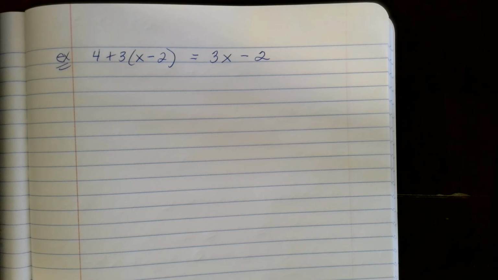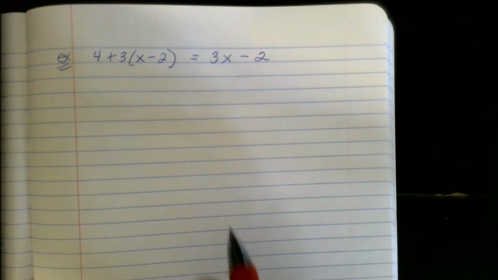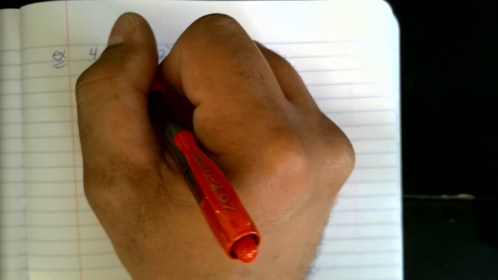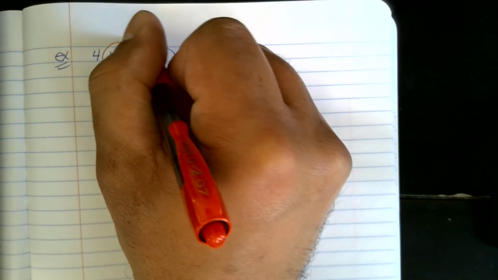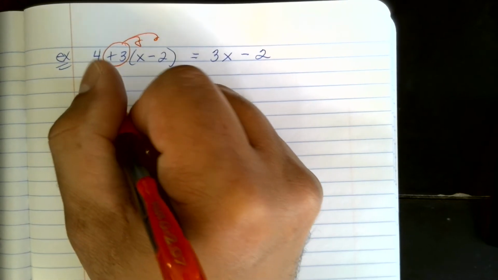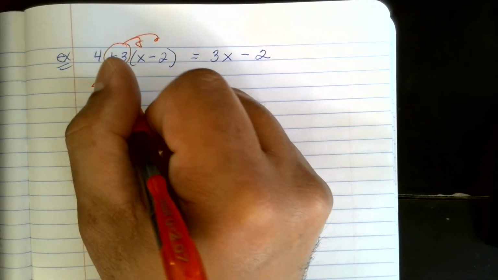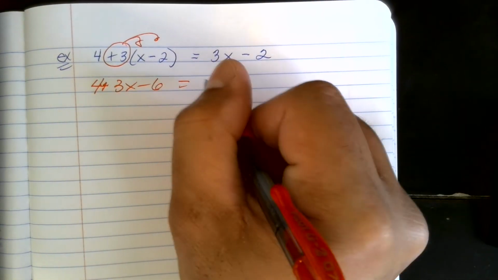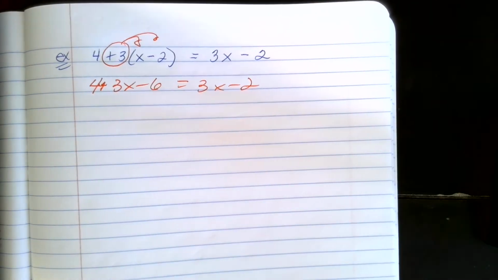This problem looks relatively simple. Why don't you try it on your own? Hit pause and check it out. And you'll see something peculiar happens with this problem. As I approach this problem, I see it has parentheses, so I know to remove my parentheses, I'm going to have to distribute. So I'm going to have 4 plus 3x minus 6 is equal to 3x minus 2.